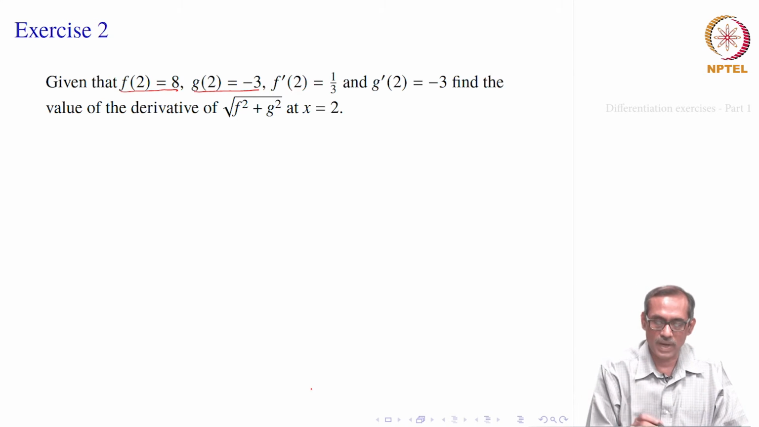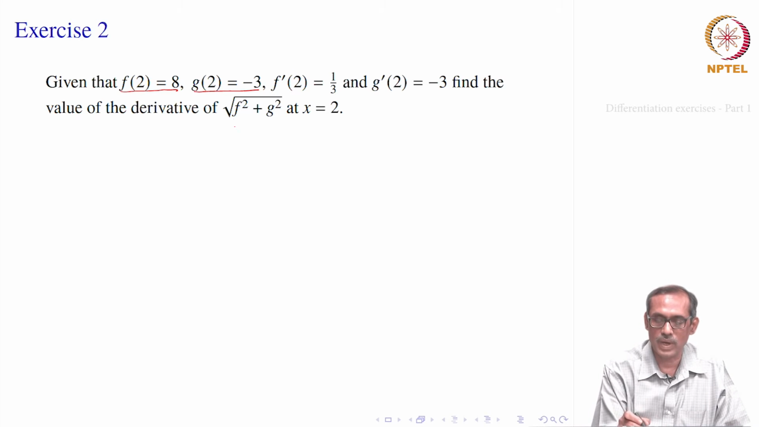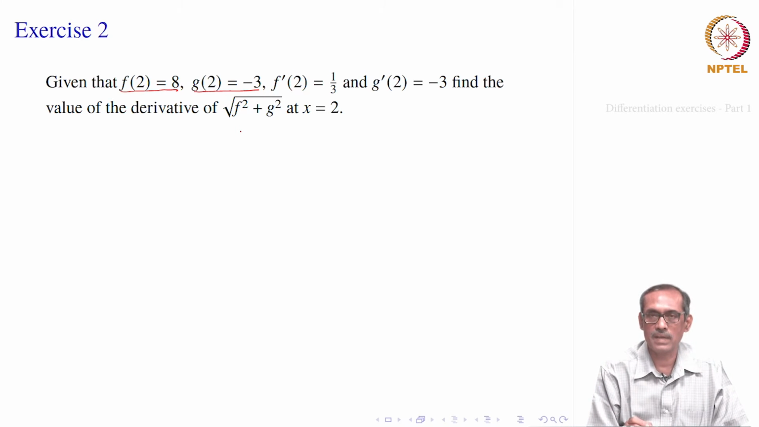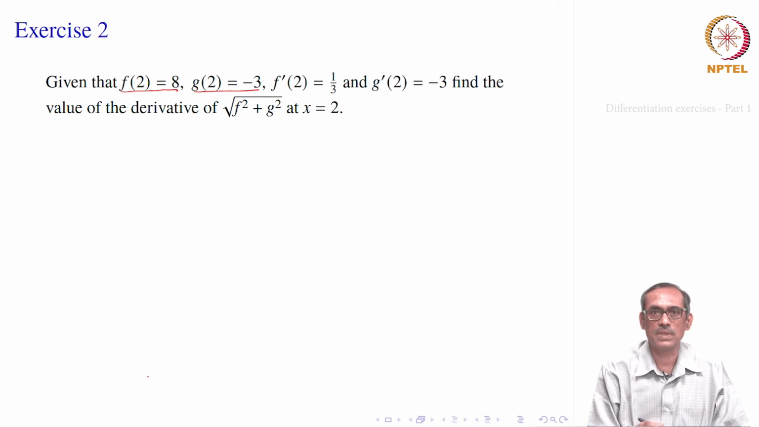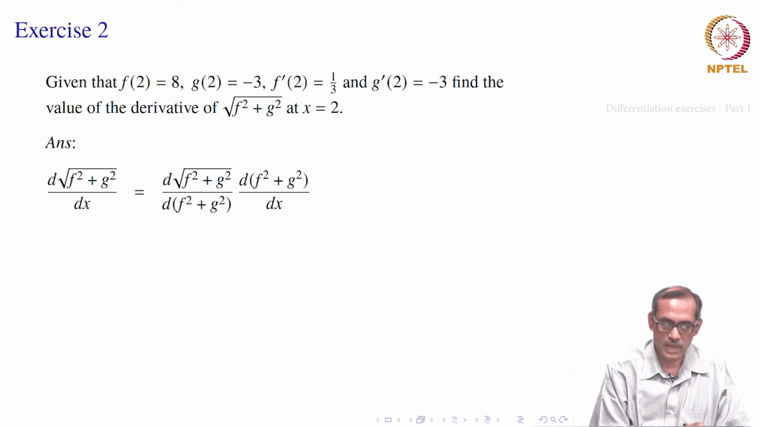So, we are required to find the value of the derivative of square root of f square plus g square at x equal to 2. All that we have to do is differentiate this and express that in terms of f prime, g prime, f, g if possible, because everything is at 2 only, then that should give us the answer. Okay. So, first we differentiate the derivative of square root of f square plus g square.